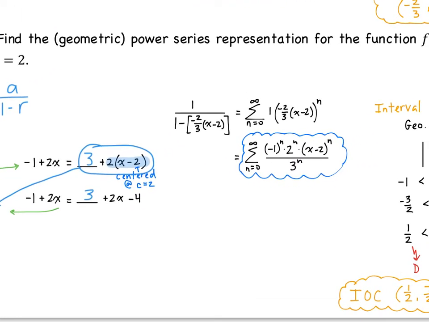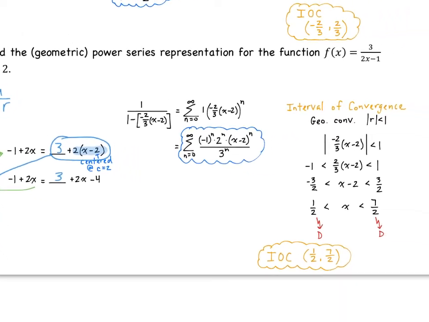Okay, so this function is equal to the power series, our a value of 1, times our r value, negative 2/3 times x minus 2, all raised to the nth power. Again, if we break things up, we've got negative 1 to the n, 2 to the n, and then x minus 2 to the n, all over 3 to the n. You can certainly leave it in this sense, no big deal, but if you're checking answers, you might see it written this way, okay?